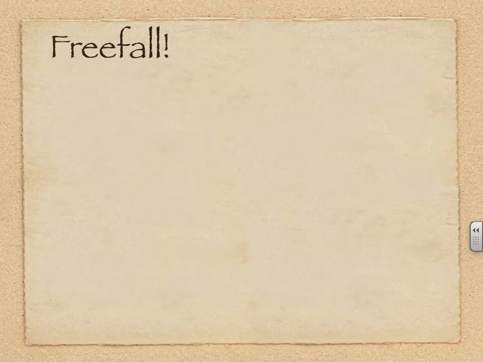So the only thing we have left to learn is Freefall, and this part is great because there's no math involved. Yay, it's just conceptual. So some people are like, yes.